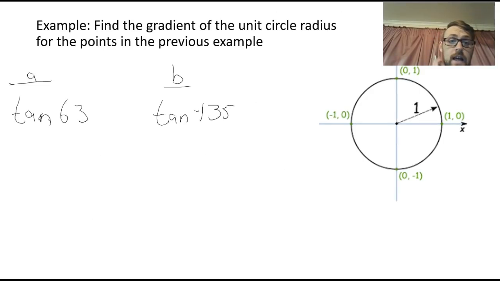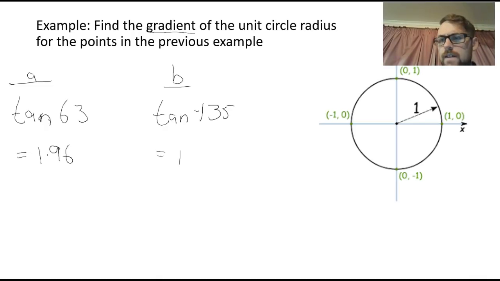Okay, so last example, I just want to find the gradient of the unit circle for the points in the previous example. So we know the gradient is the tangent of the angle. So if we put in the tangent of 63, that'll give us the gradient. And if you put this into your calculator, again, making sure you're in degrees, you get a gradient of 1.96.